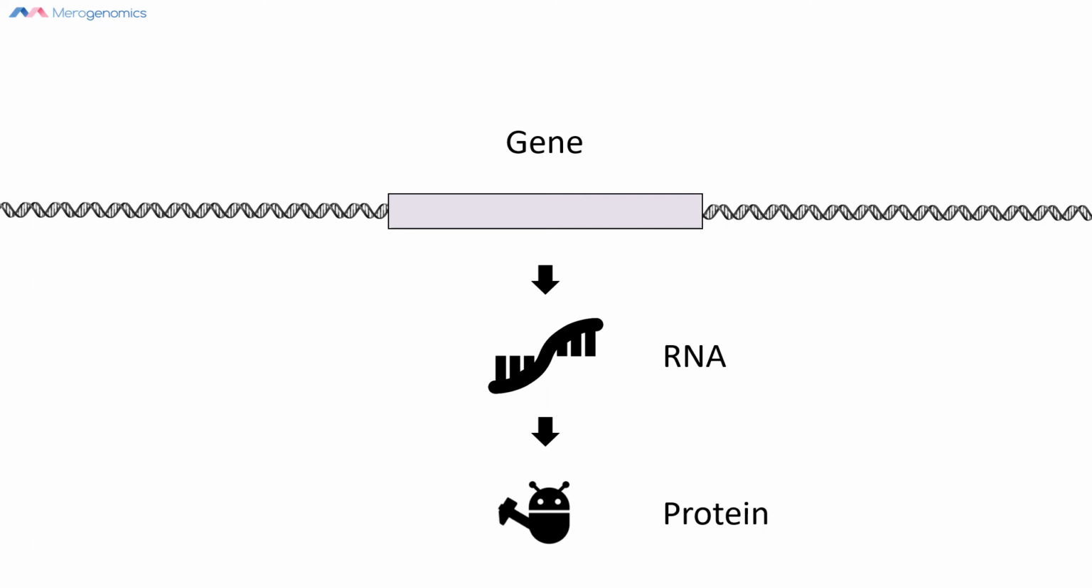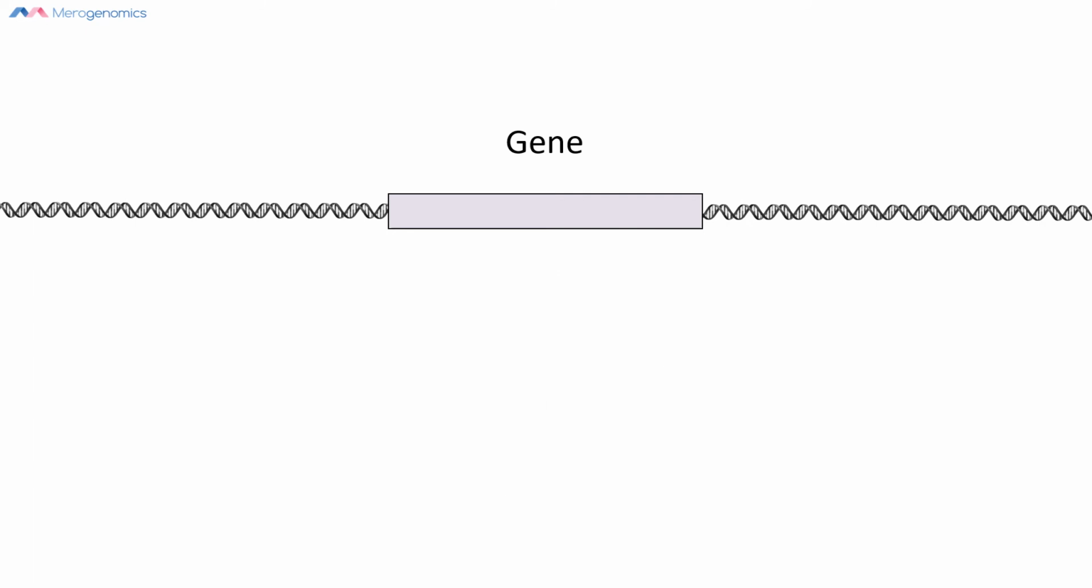But this is the simplified version. The reality, of course, is a little bit more complex than that. In reality, genes are not contiguous blocks of information. Rather, they're split apart into a number of tiny little segments that then have to be spliced together into a single RNA message. Why does this exist?